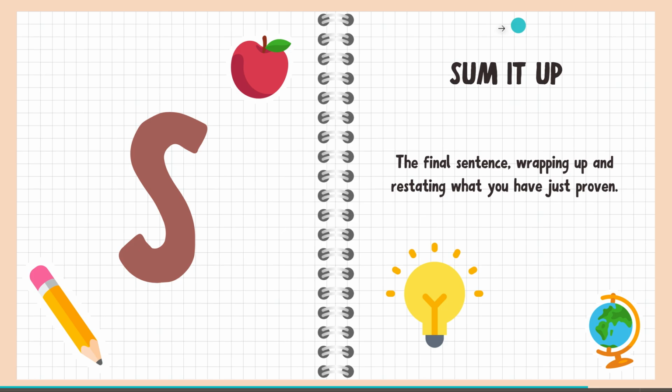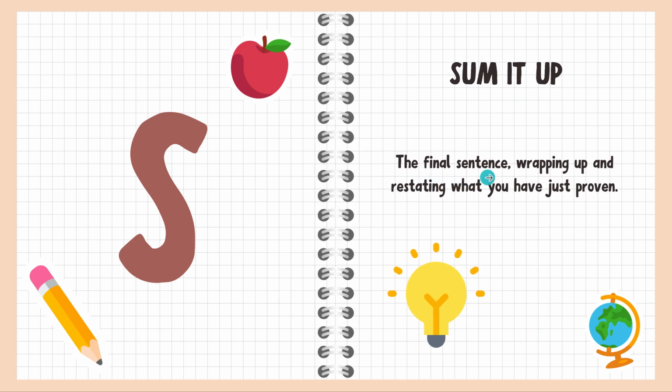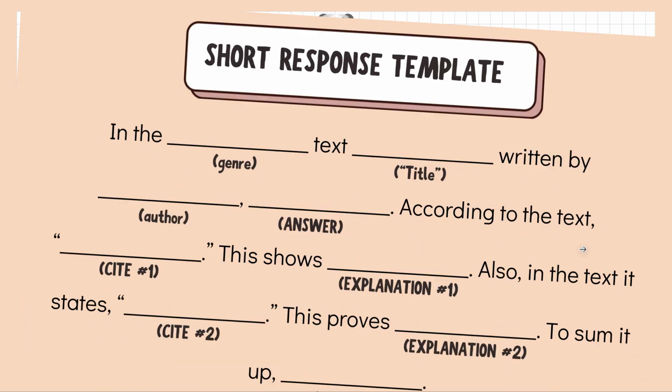Finally, you can sum it up. This is the final sentence, wrapping up and restating what you have just proven. So, I like to say that the sum it up is one of the easiest parts of your answer because you're just going back and you're restating your answer once again. Let's take a look at what this would look like if we put it all together.